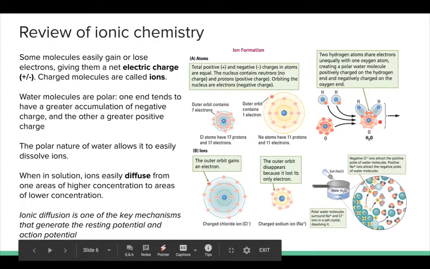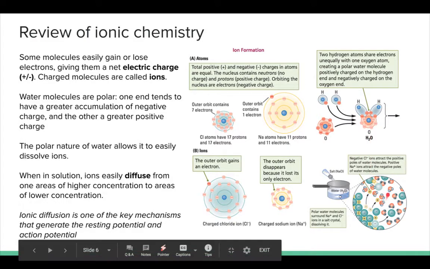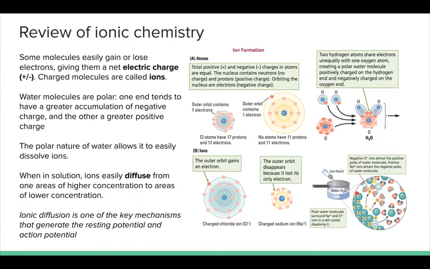Now, if we look at the typical water molecule here, a water molecule is not an ion. It doesn't have a net positive or negative charge. However, it is polar. Polar means that there are certain parts of the molecule which have a slightly greater accumulation of positive charge, and another region of the molecule that has a slightly greater accumulation of negative charge. This polar property of water allows it to very easily form hydrogen bonds with and to dissolve ions such as sodium ions and chloride ions.